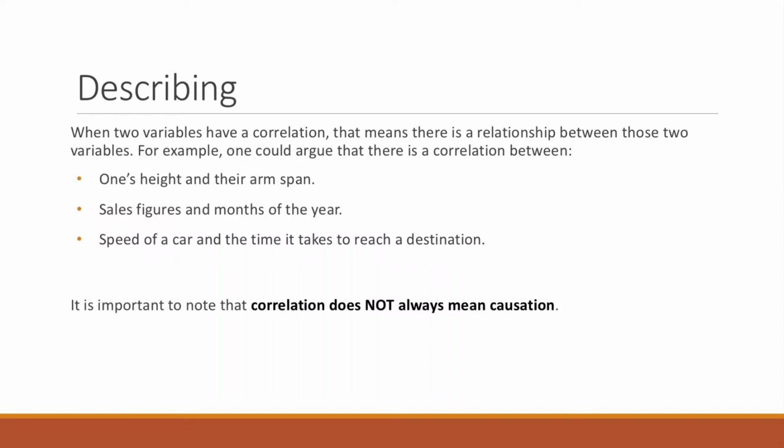Now, it's important to note that correlation does not always mean causation. Correlation means that there's a relationship, and causation means something is caused by something. A common example is ice cream sales have a correlation with the sale of sunglasses. Doesn't mean that the sale of ice creams results in sales of sunglasses. It just means that the weather's hot. Those are the two effects of hot weather.